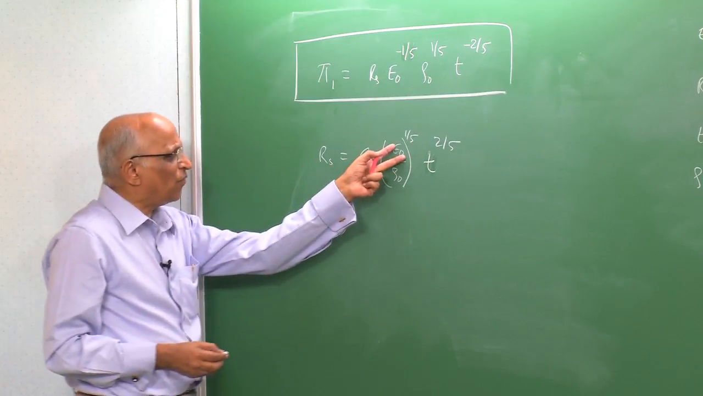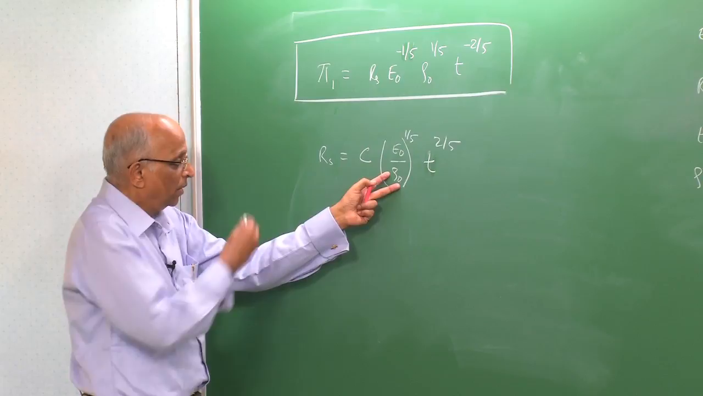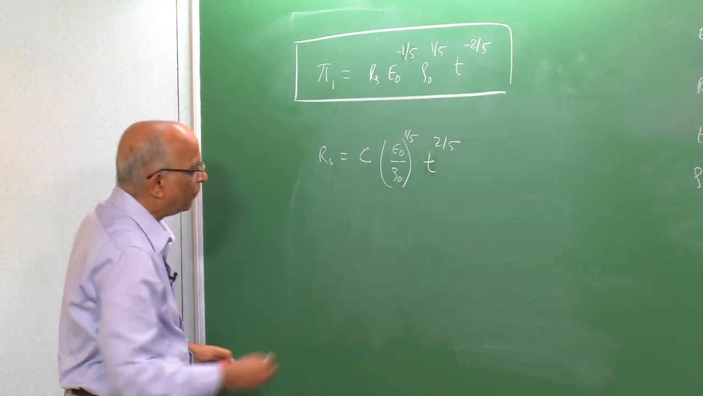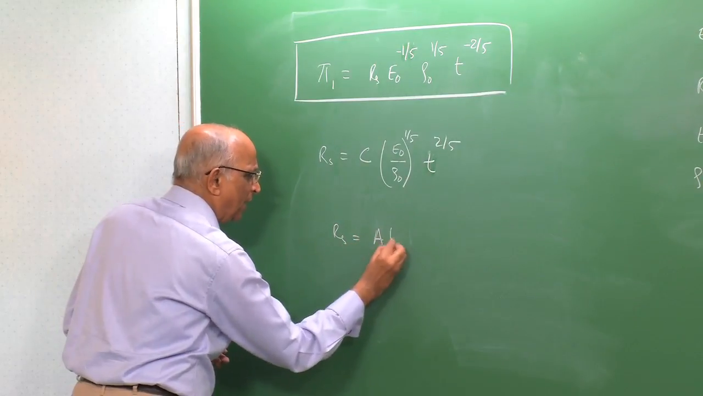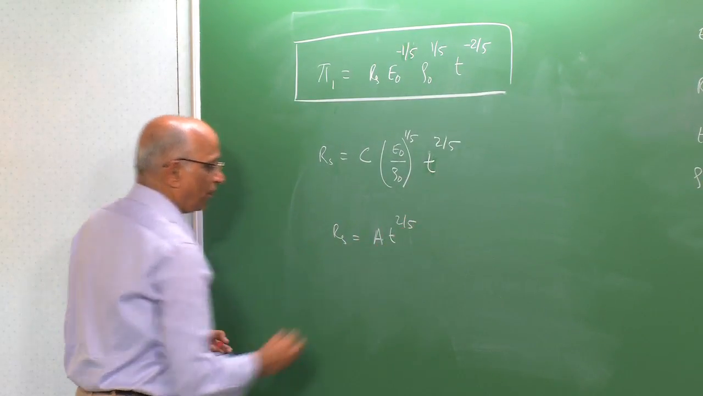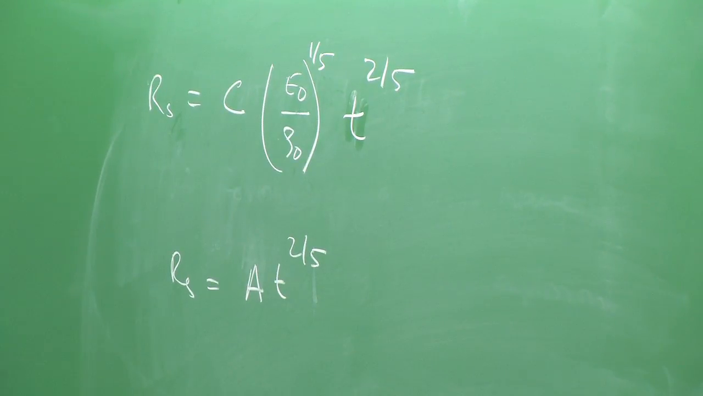For a given value of energy release and for a particular medium, let us say the blast wave is propagating in air, this becomes a constant. I can write Rs is equal to a t to the power 2 by 5. What does this expression tell us? Let us try to plot it out, to see whether what we have been discussing earlier fits in.